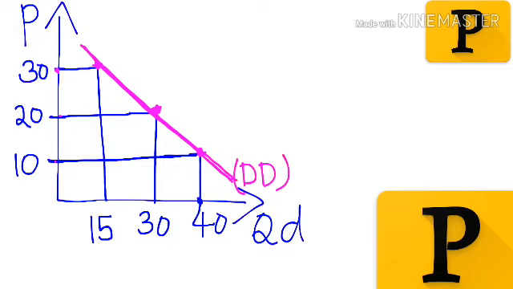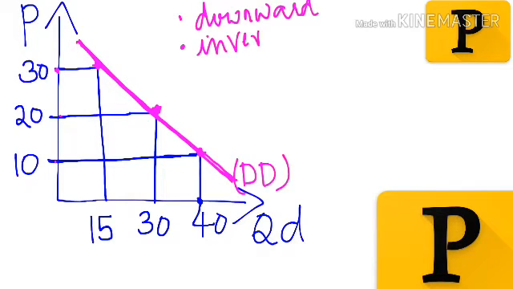Now let us see what are the features of this demand curve. The first feature of the demand curve is that it is a downward sloping curve. We can see it from the figure. The second feature of this demand curve is that it shows an inverse relationship between the price and the quantity demanded. That is, when price increases, quantity demanded decreases and vice versa. So we can learn an inverse relationship between price and quantity demanded from this demand curve.